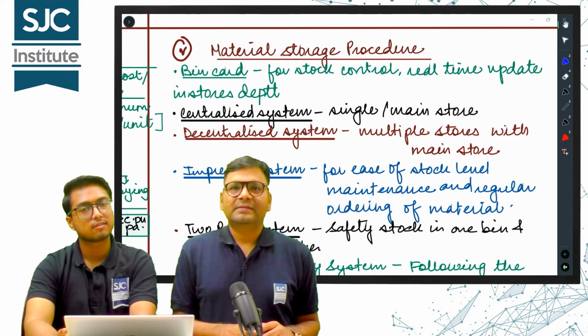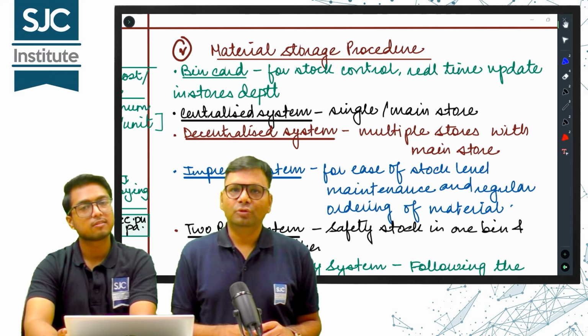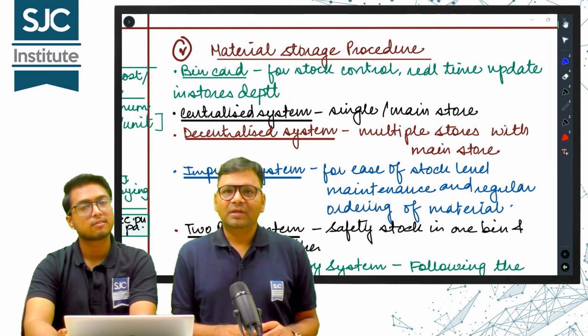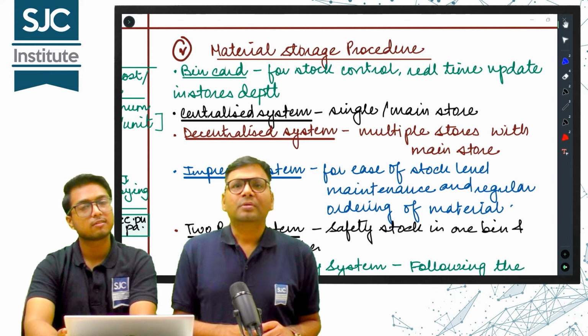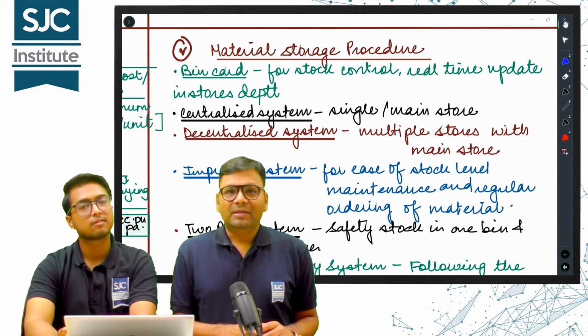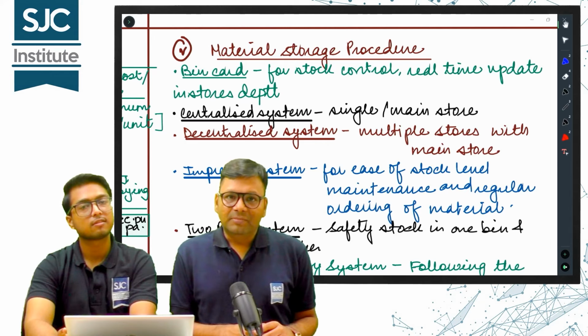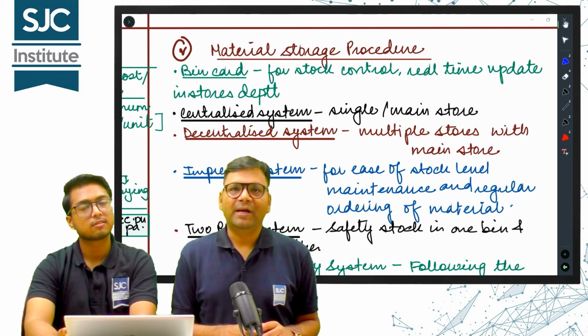The second thing that you should know is the systems of stores organization. The first one is the centralized system, which talks about having one main store only, and every department that needs material will have to reach out to the main store. The second one is the decentralized system, whereby there is always a main store, but there are several small stores inside the departments or outside the departments which need the materials, and those small stores are called sub-stores and are controlled by the main store.